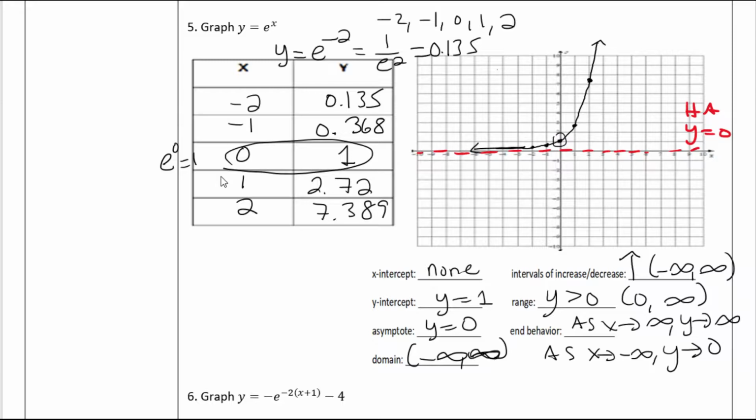So notice that this is exponential growth because remember, we have e to the x. And remember from the other lesson that if the base is greater than 1, then you have exponential growth. We know that e is 2.71828..., which is greater than 1. That means this is going to be growth, which makes sense because the graph is growing instead of decaying. All right.